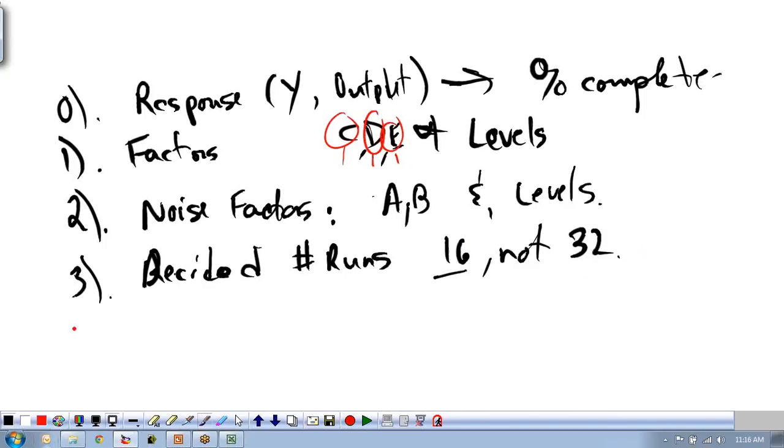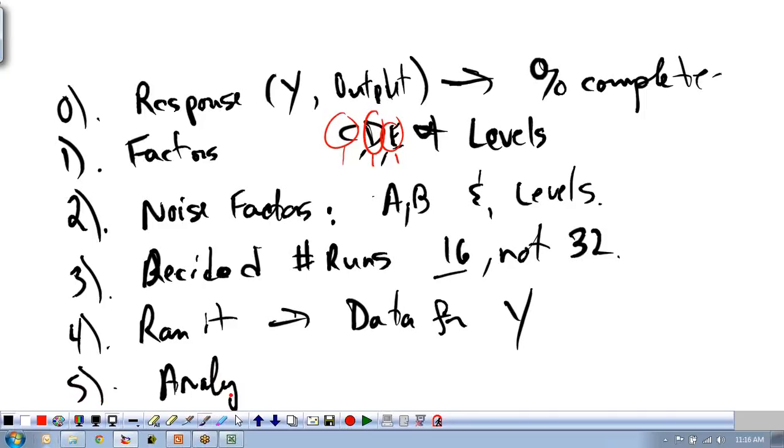Okay, and then we ran it. Got our data. Data for Y. And then we analyzed it. Finally, we didn't do this, but we thought about it and we talked about it. We could optimize, right? That means, in this case, it was implement the solutions, right? To say, well, E doesn't make sense. E didn't work, but C and D sure did, and we can implement those. Okay, so that's the recap on the example.